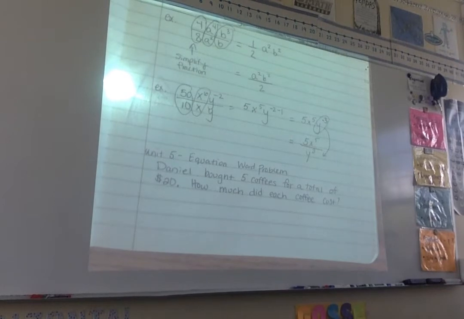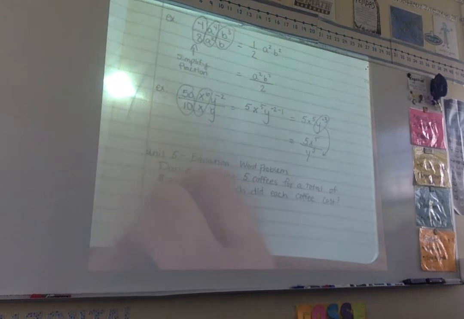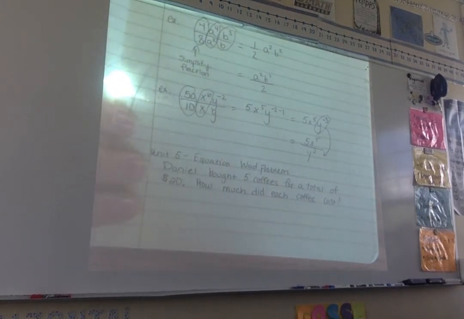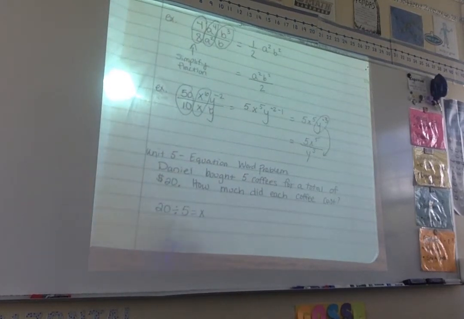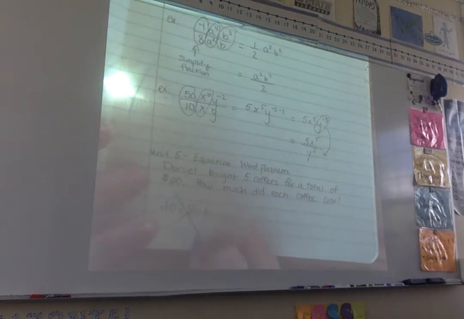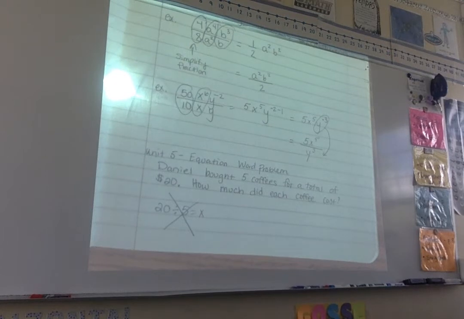So again, I do not want you to write a number sentence, all right? A number sentence has, for example, 20 divided by 5 equals the missing money amount, okay? This is a number sentence because the variable is already by itself. This is a no-no, okay? Do not write it like that. Something has to be happening to x in order to solve for the missing money amount, okay?